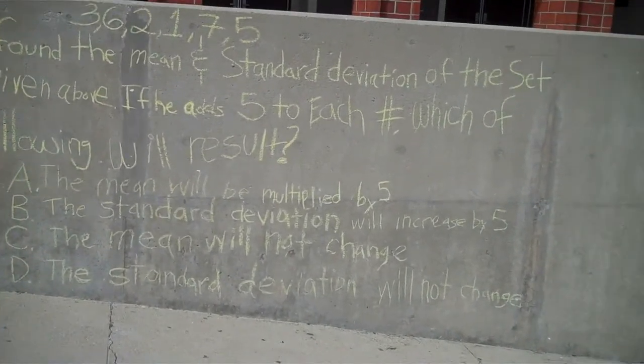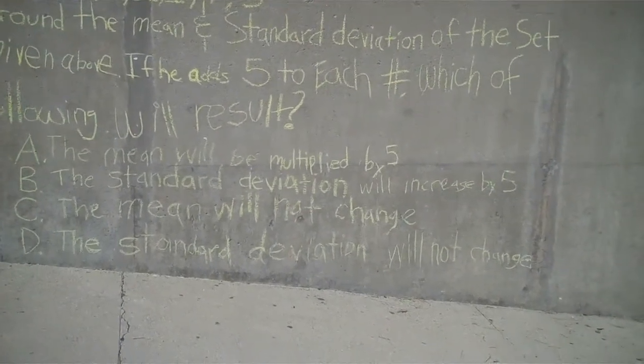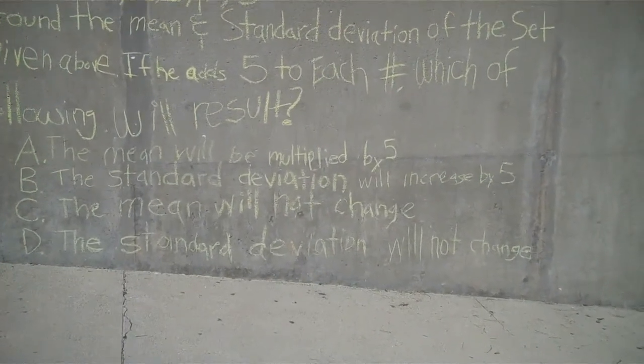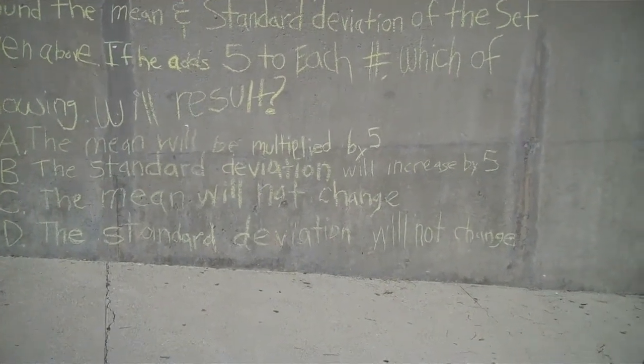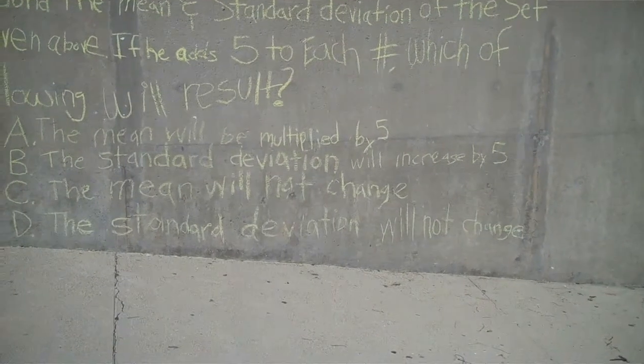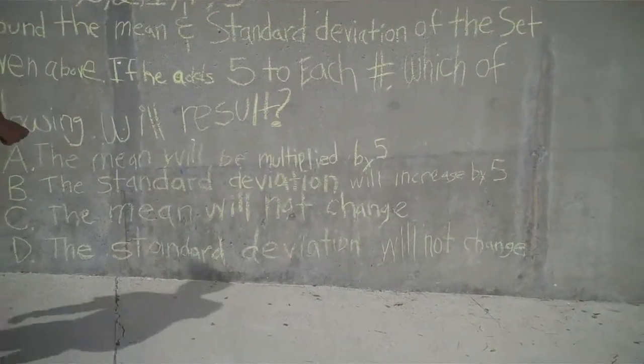Well, the standard deviation is a measurement of how far the numbers are away from the mean. So if you add 5 to each number, the mean will go up by 5. So the numbers will be the same distance from the mean as they were originally. So the standard deviation stays the same. The answer is D.